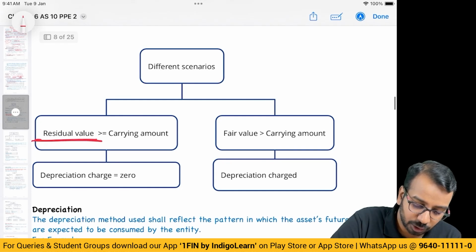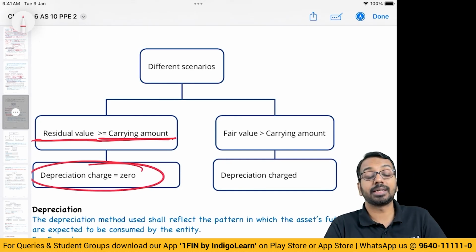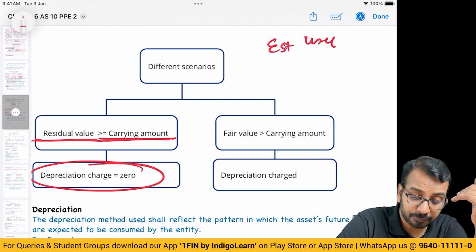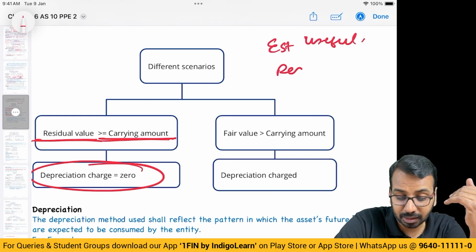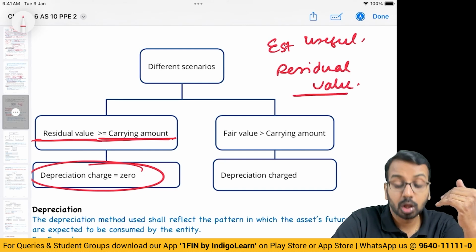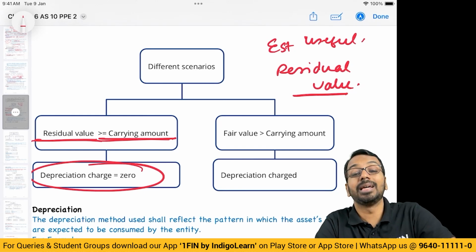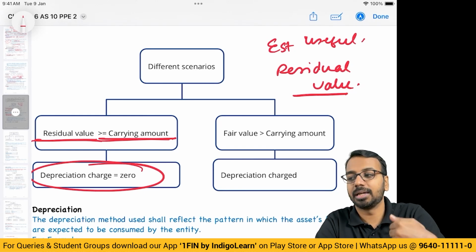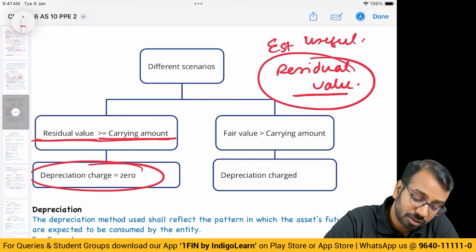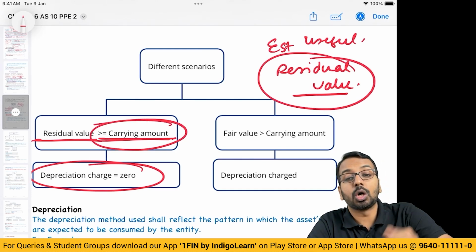If the residual value is greater than the carrying amount, then you cannot charge depreciation any further. One more thing, both this estimated useful life and the residual value are estimates. So you will revise them every period, or re-estimate. Now when you re-estimate, if the residual value subsequently is greater than or equal to the carrying amount, you will not charge depreciation.